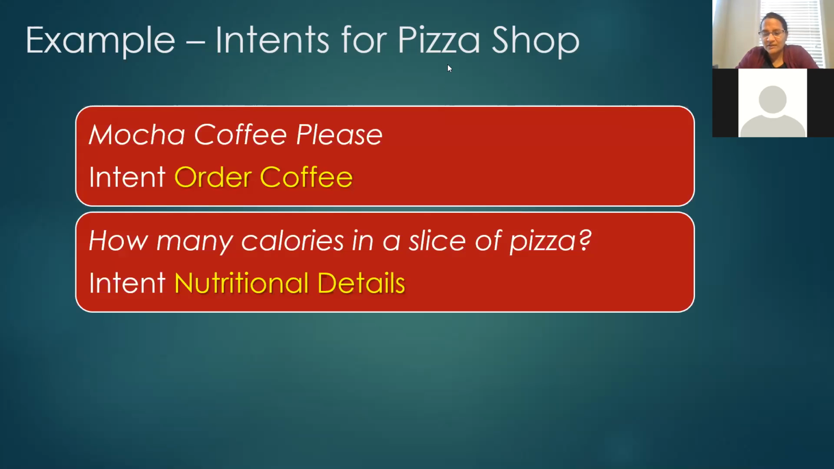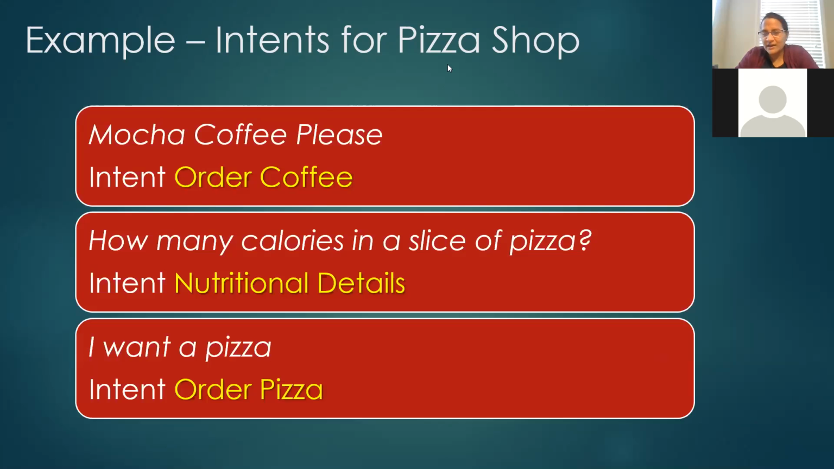Then there can be another type of intent, which is nutritional details, where somebody is asking for calories. So we can create one more intent which handles all the queries regarding calories. Then another intent can be order pizza, if somebody is requesting a pizza. I have given just one training phrase here, but you will see that we are going to provide a lot of training phrases, to make our chatbot handle all kinds of requests.